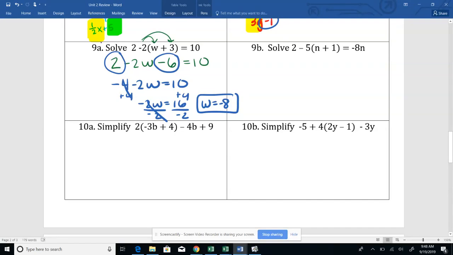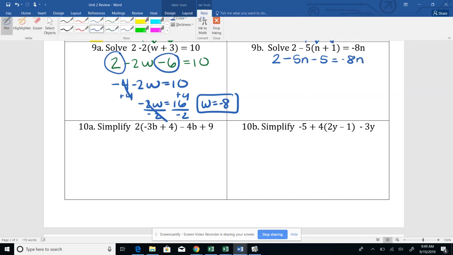Okay, and 9b is very similar to 9a in that you are not going to simplify 2 minus 5 first because the negative 5 is actually distributing to the quantity n plus 1. So that's where we're going to start. Bring down this 2. Now we're distributing. Negative 5 times n is negative 5n, and negative 5 times 1 is negative 5.